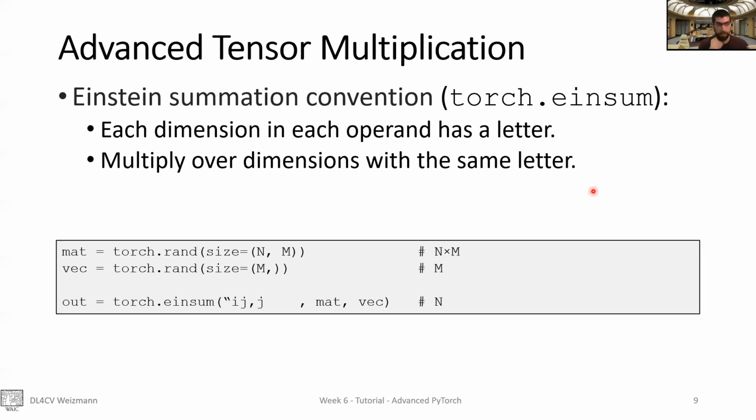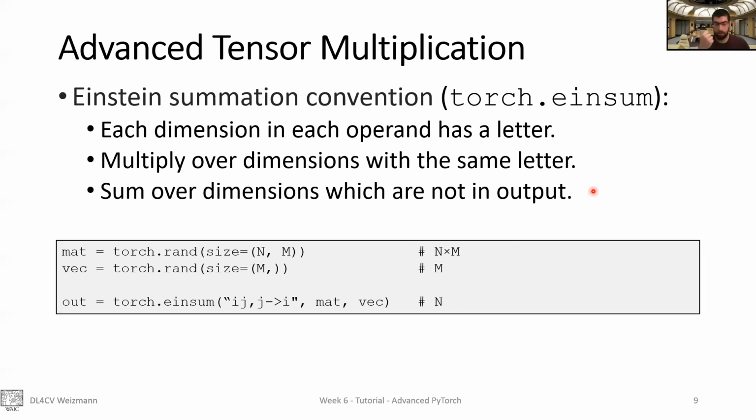Like in the Einstein summation convention, if a letter is shared between 2 dimensions, it means we apply a product, we multiply over this dimension. And finally, we give letters for the result. The convention is that letters that do not appear in the result are summed over. So here we have I, which is the row, we have J, which is the column, and we multiply J, the column of the matrix, with J, which is the row of the vector, and sum over J, because J does not appear in the result.